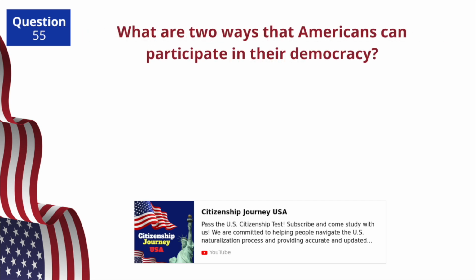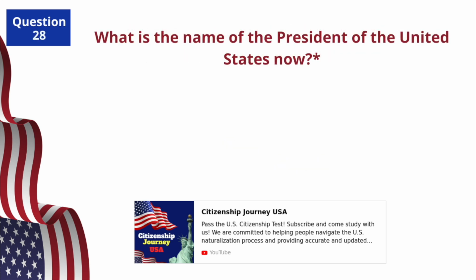What are two ways that Americans can participate in their democracy? Vote. Join a political party. What is the name of the President of the United States now? Joe Biden.